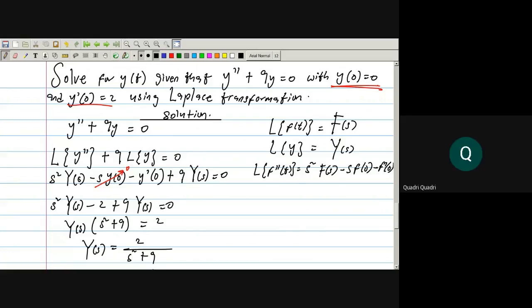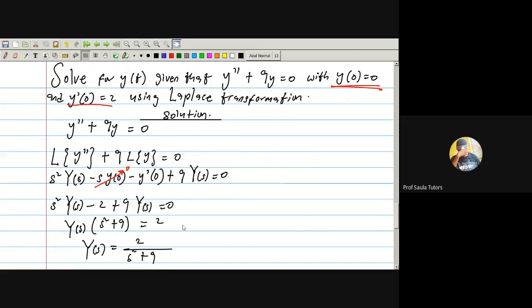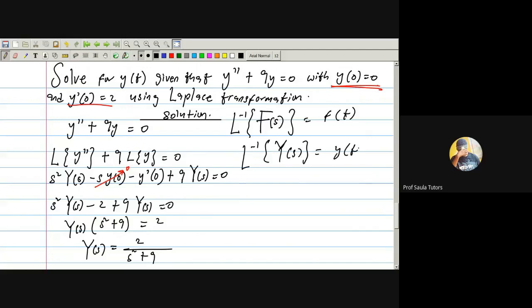Now, pay attention. What will you do from here? It's very easy. Remember, what you want to find is y of t. I know f of s already. Remember that you have to find the inverse Laplace transform of f of s to get f of t. Similarly, you have y of s, and you have to find the inverse Laplace transform of y of s in order to get your y of t. That's how to get the solution to the differential equation. So what will you now do from here?